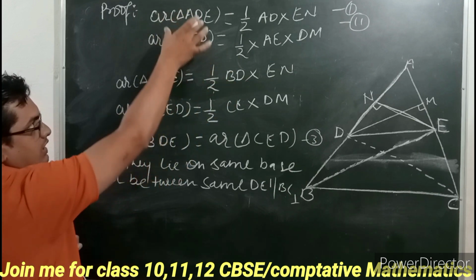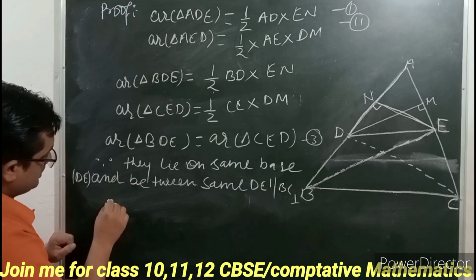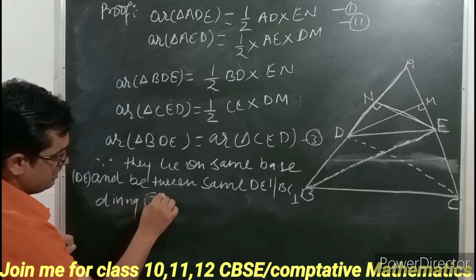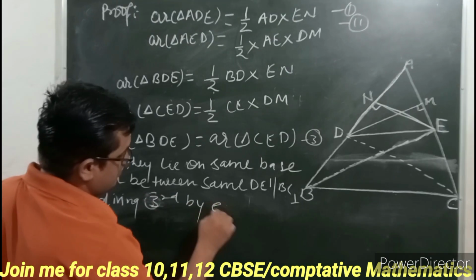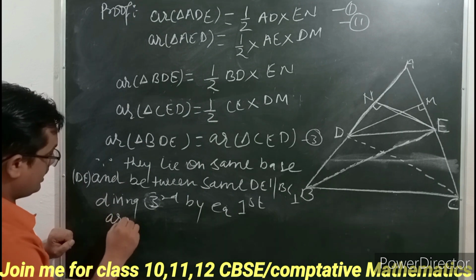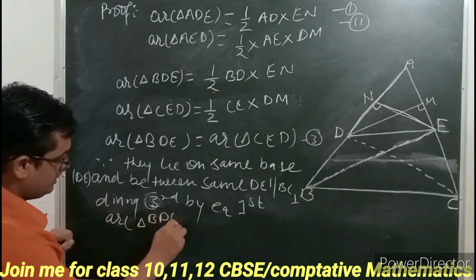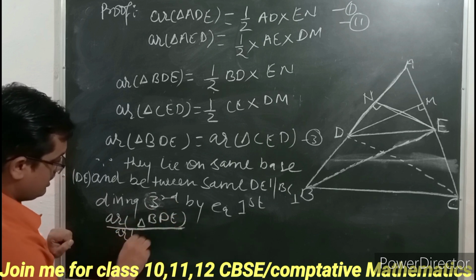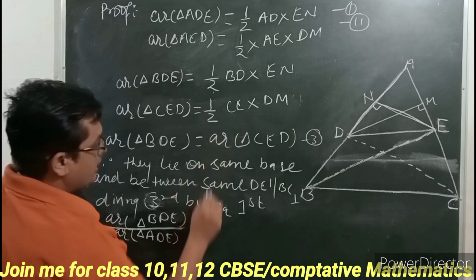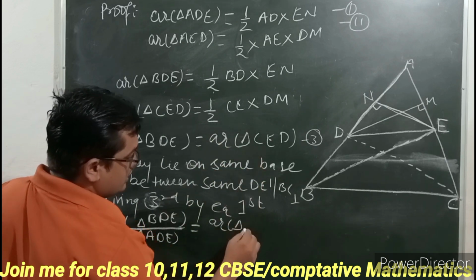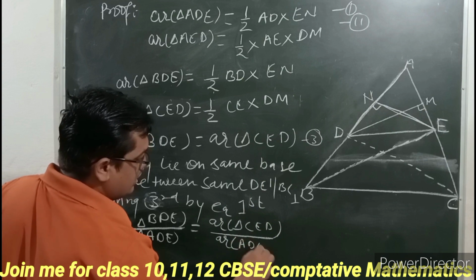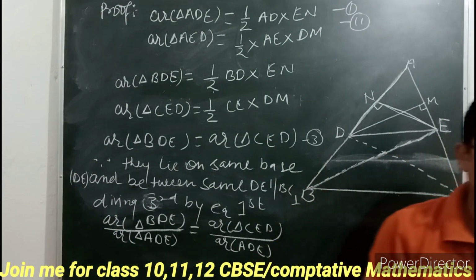Divide equation 3 by equation first and second. First and second are both the same triangle. So dividing equation third by equation first, we can write here area of triangle BDE upon area of triangle ADE and area of triangle CED upon area of triangle ADE. Firstly, write this.